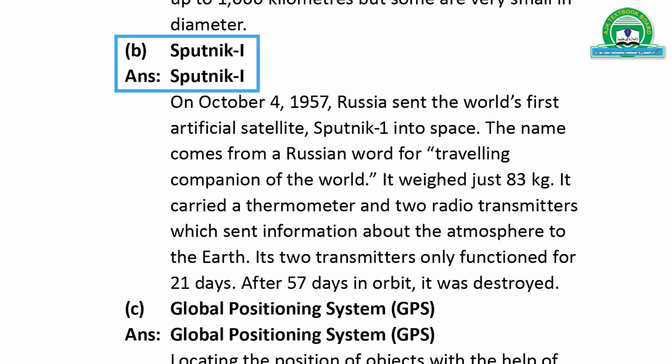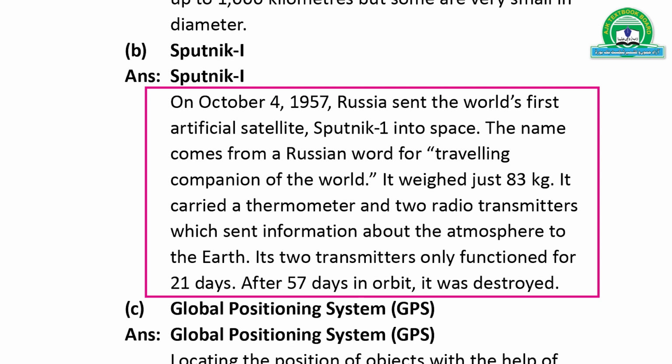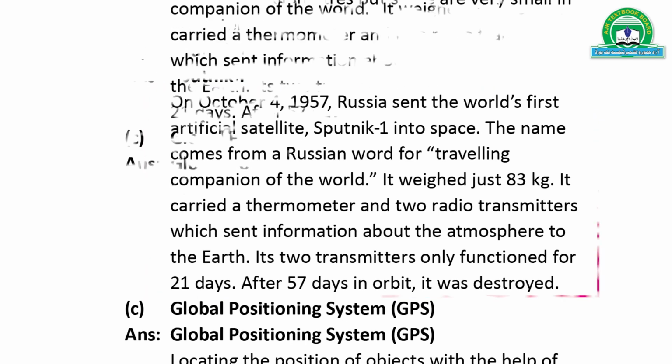Sputnik 1. On October 4, 1957, Russia sent the world's first artificial satellite Sputnik 1 into the space. The name comes from the Russian word for traveling companion of the world. It weighed just 83 kg. It carried a thermometer and 2 radio transmitters which sent information about the atmosphere to the earth. Its 2 transmitters only functioned for 21 days. After 57 days in orbit, it was destroyed.